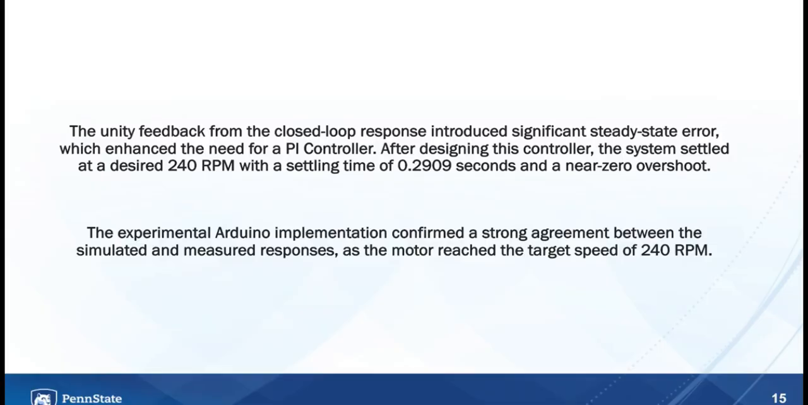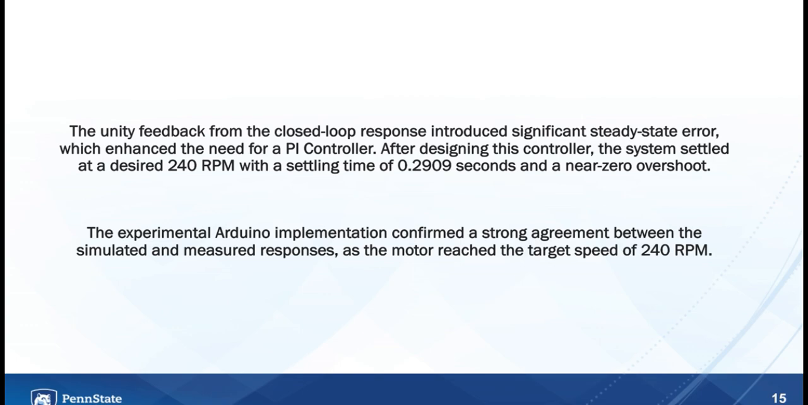In conclusion, the unity feedback closed loop response revealed a significant steady state error, which established the need for a PI controller with Kp equal to 2 and Ki equal to 15. The resulting controller successfully eliminated the steady state error, while also achieving a settling time of 0.2909 seconds and a near zero overshoot of 0.07%, while settling at the desired 240 RPM.